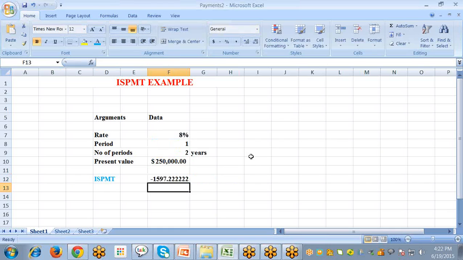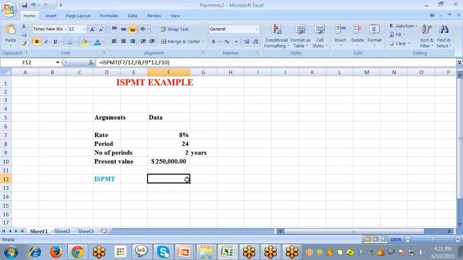We see that the interest paid for the payment was about 1597.22, and it is negative, which shows that the payment is going out. Now if we change it to the last period by typing 24, which means the last period, and press enter, we see that we have to pay no interest, that means zero. So it was exclusively principal.